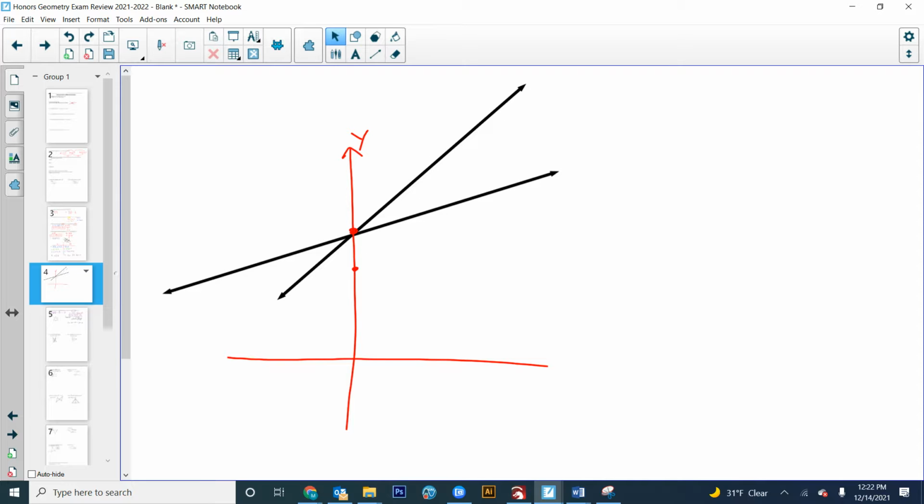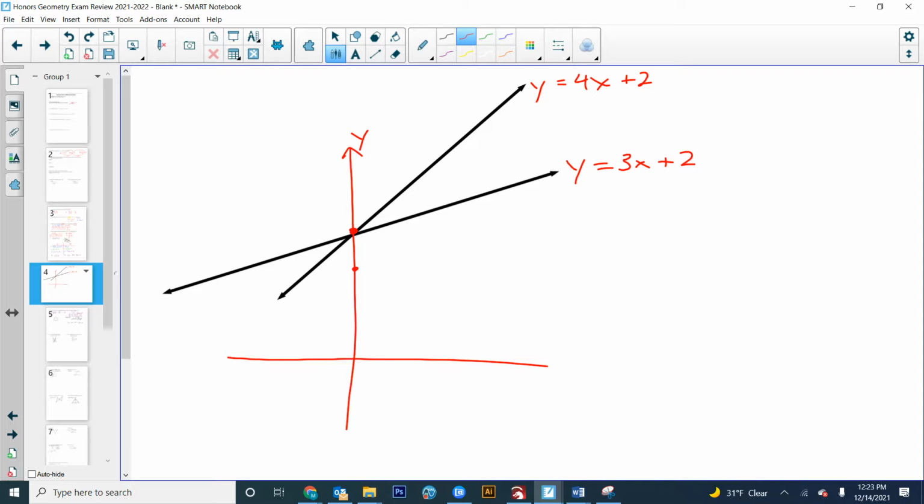Do these lines intersect? Yeah. It's just that the point where they intersect is actually also their y-intercept. They intersect on the y-axis. So this line might be y equals 3x plus 2, and this line might be like y equals 4x plus 2. Did the y-intercept have anything to do with whether they intersected or not? No, it just happened to be where they intersected. Okay, in that specific case.